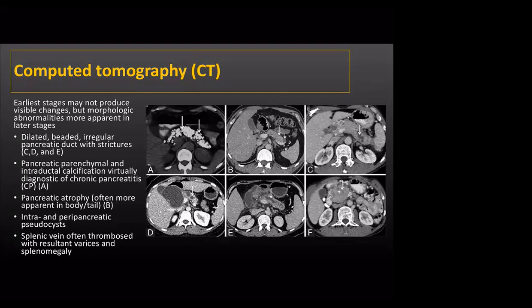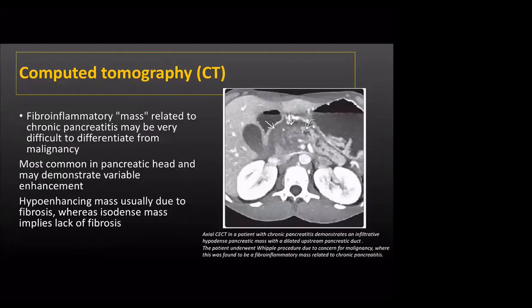Pancreatic parenchymal and intraductal calcification is virtually diagnostic of chronic pancreatitis. عادة ما نشوف also pancreatic atrophy, more apparent in the body and the tail, and intra and peripancreatic pseudocysts. The splenic vein is often thrombosed with resultant varices and splenomegaly.